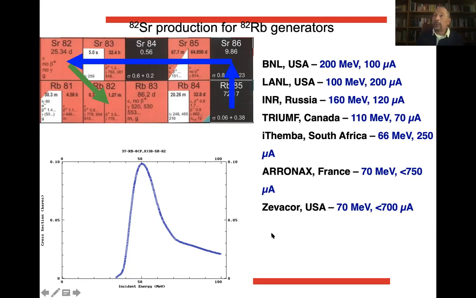Relatively high energy protons, because as I told you, the large majority of cyclotrons for radionuclide production are up to 30 MeV. For many years it was no more than 18 MeV. Now it's up to 30 MeV. So there are only few places where you can do this. These are Brookhaven in the US, Los Alamos in the US, Troitsk in Russia, Triumf in Canada, iThemba in South Africa, Arronax in France, and Zevacor in the US. Not many places. You need currents in the order of the microamperes if you want to achieve these results.